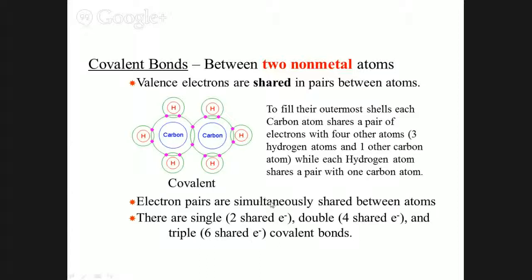So electron pairs are simultaneously shared between atoms, and we could have single sharing 2, double sharing 4, or even triple sharing 6 valence electrons in covalent bonds. So literally we could have 6 all in one region of space between 2 atoms, a very, very strong bond.